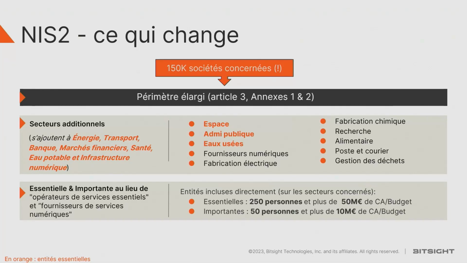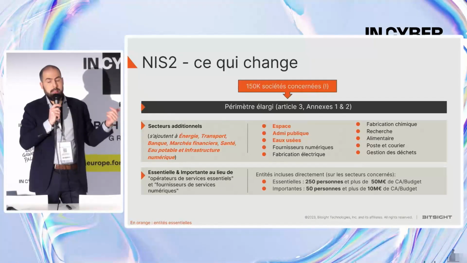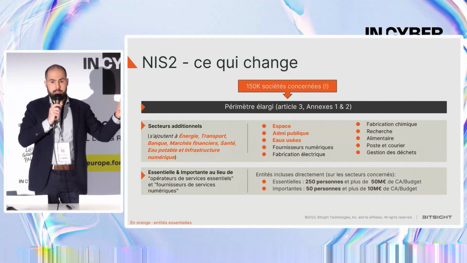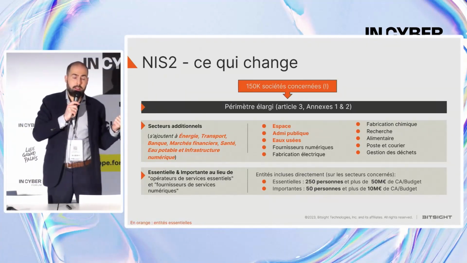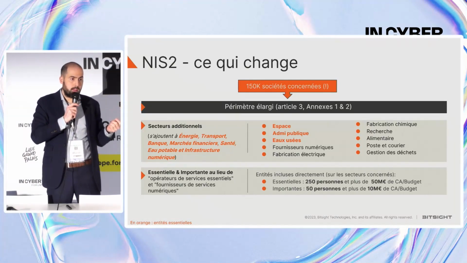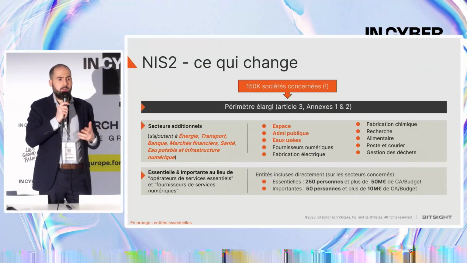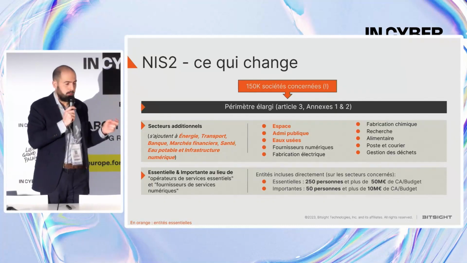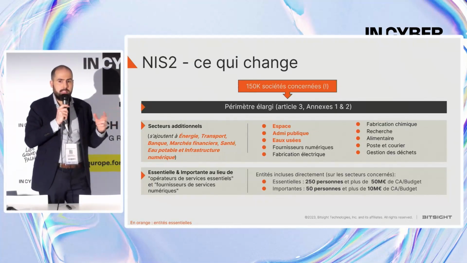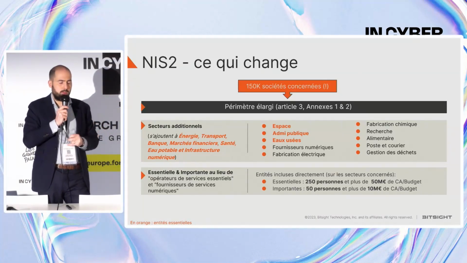So we see it's broader than NIS1, which was 300 companies. So we have this qualification in terms of area. We have something that is called the cap size, which depends on the number of individuals and also revenue. So if you're in the financial sector, but you have a company of three people, you will not be concerned by NIS2. So we need to have a certain size of companies in order to qualify.